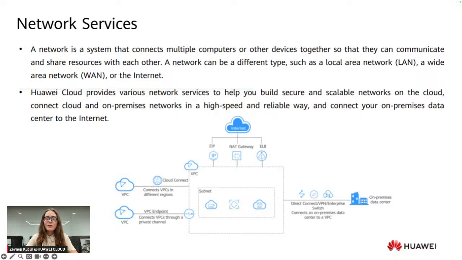So let's start with what a network is. A network is a system that connects multiple computers or other devices together so they can communicate and share resources with each other. And when we think about the internet, it's just a network, a wide network. It's just some servers connected to each other, serving us whatever content we want. And we call that the internet. There are different network types, such as local area network, wide area network, or the internet. Huawei provides various network services on the cloud. We will start with the fundamental Huawei Cloud Network service, which is VPC.